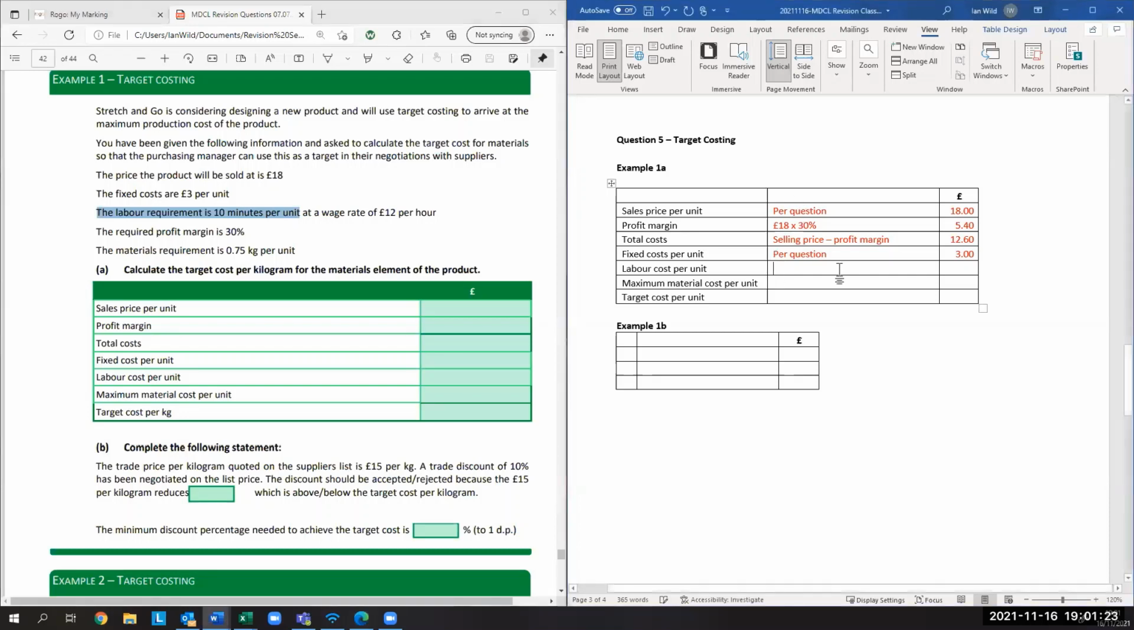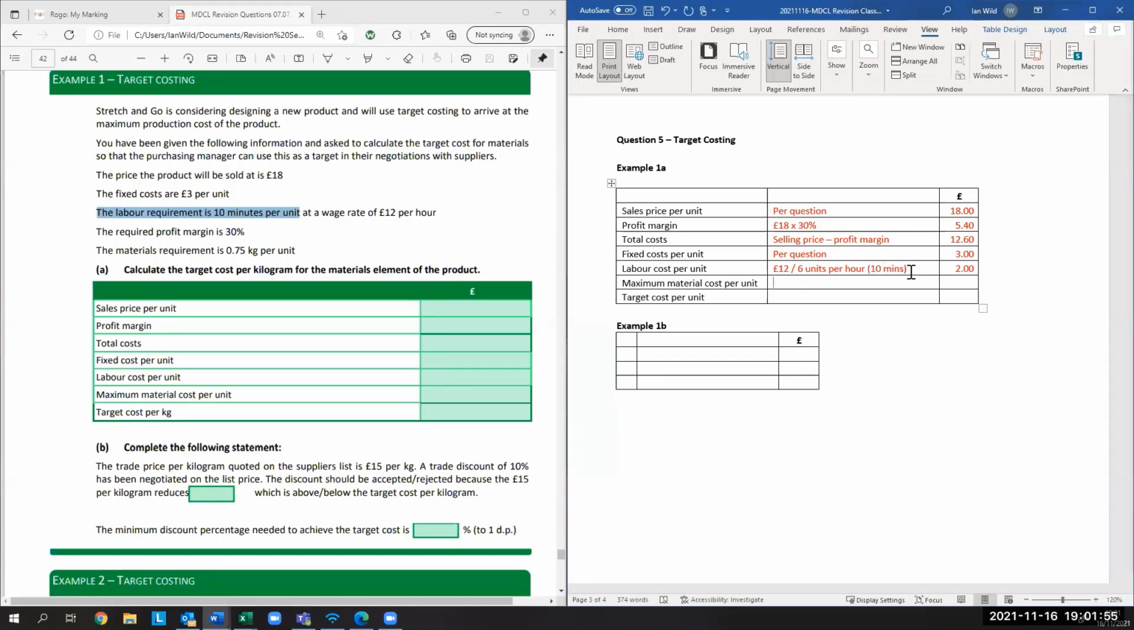So if the hourly rate is 12 quid, and we can make 6 units per hour, as people have been putting in there, the labour cost is £2. Yep, the labour cost is £2. So 6 units per hour, so that's 10 minutes per unit.